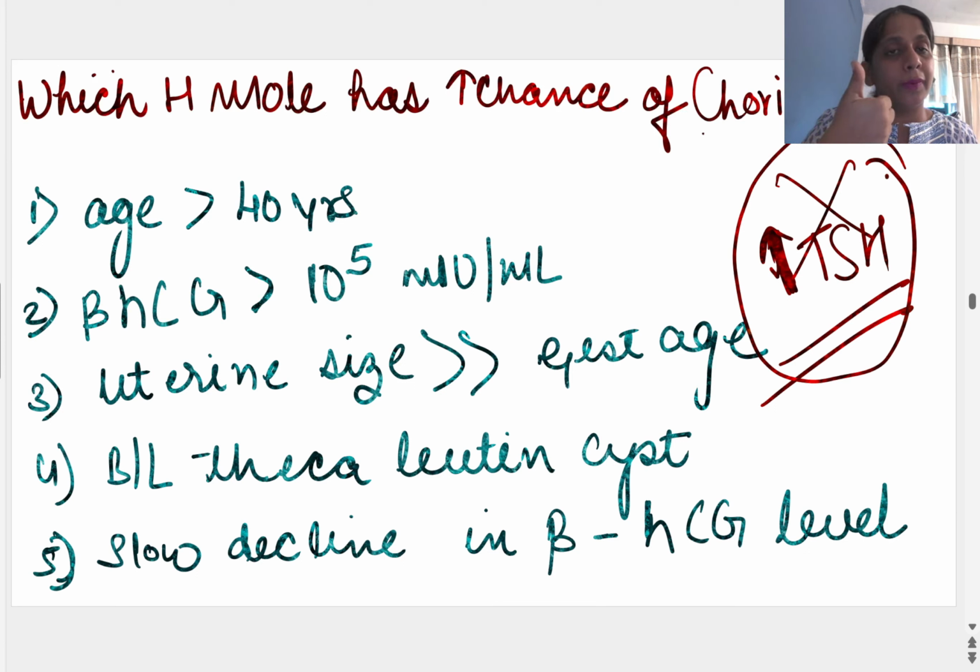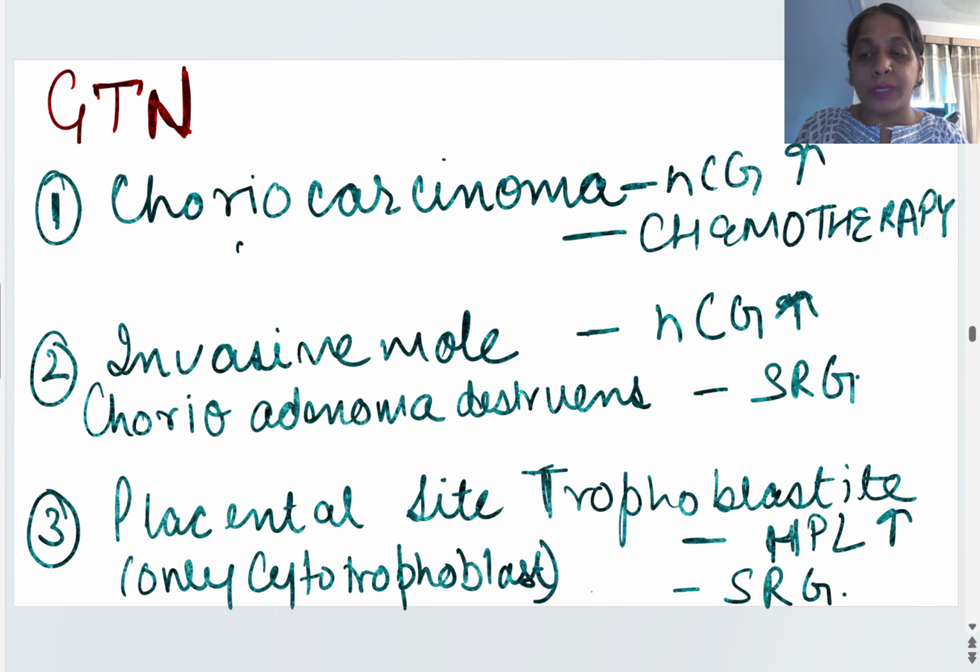Once again, number 1 is age more than 40 years. Number 2 is beta HCG values more than 1 lakh. Uterine size. Number 3 is bilateral theca lutein cyst. And then beta HCG declining slowly. Now we will study gestational trophoblastic neoplasia. Gestational trophoblastic neoplasia is of 3 types.